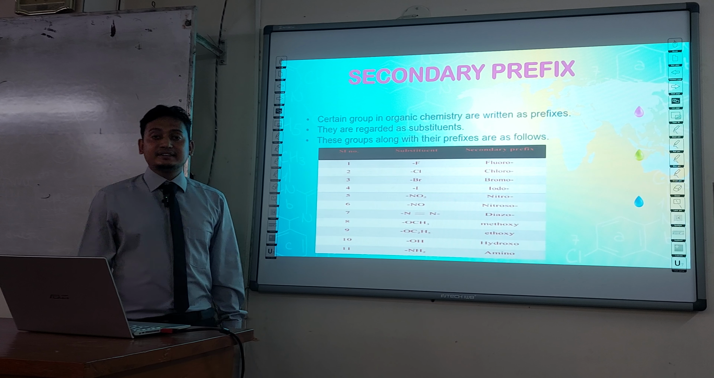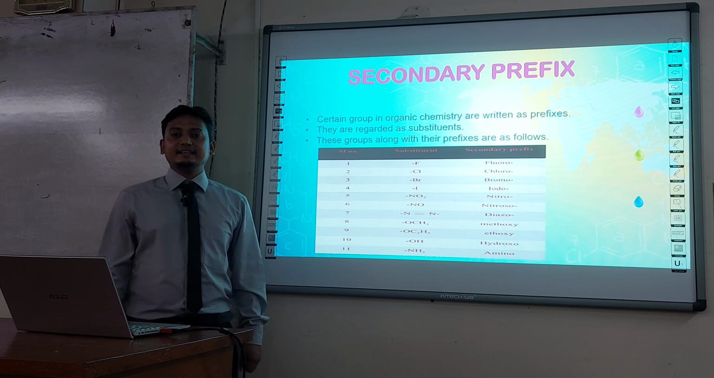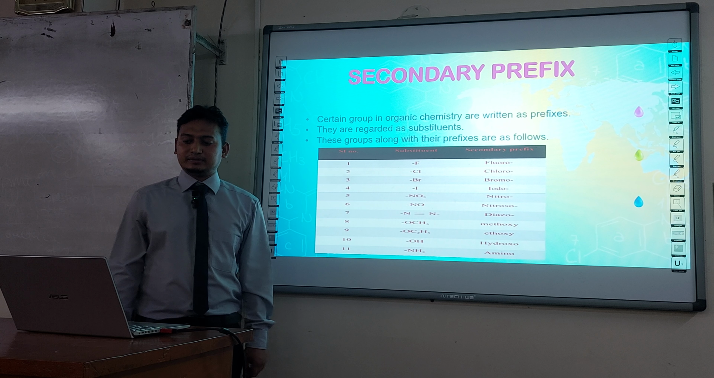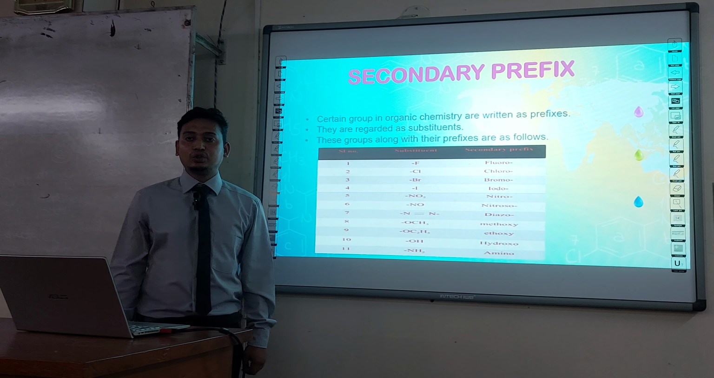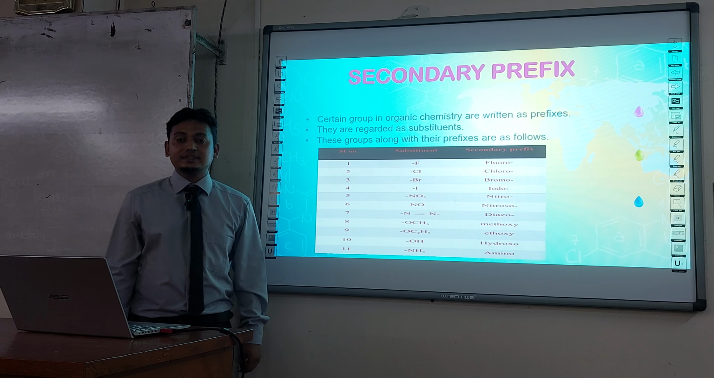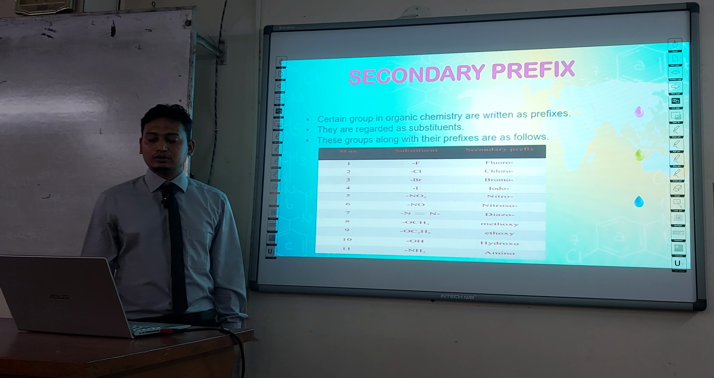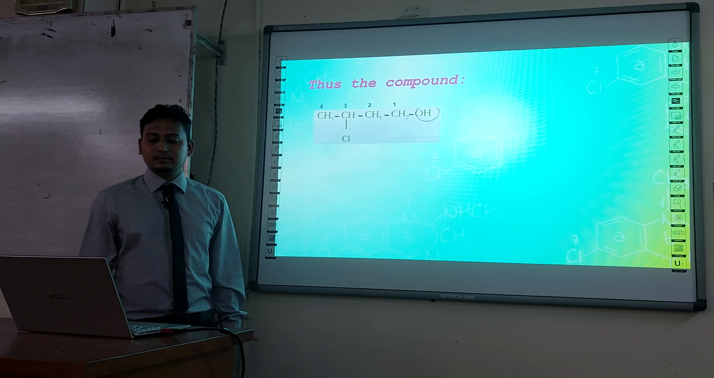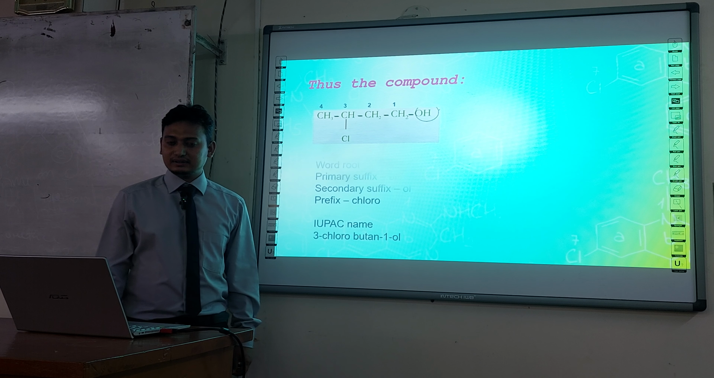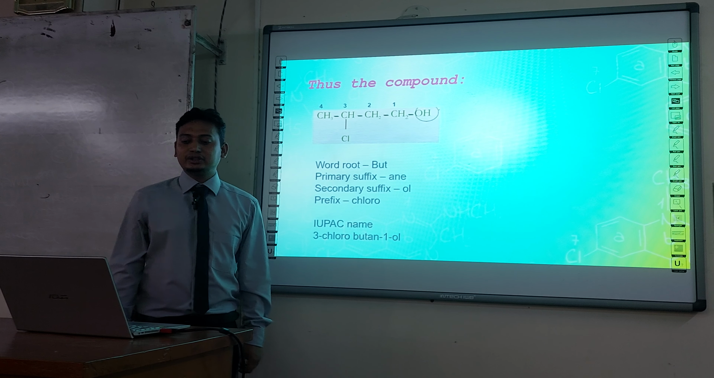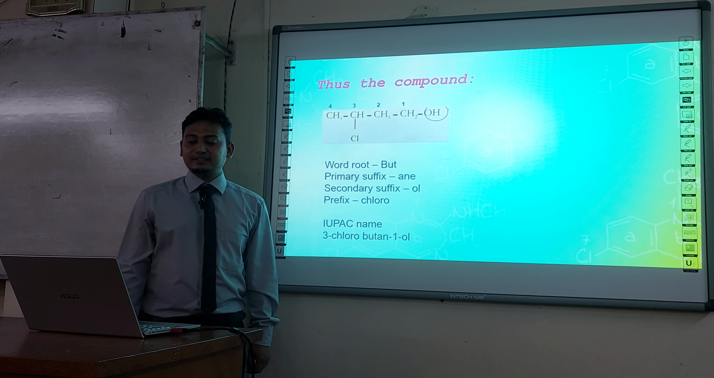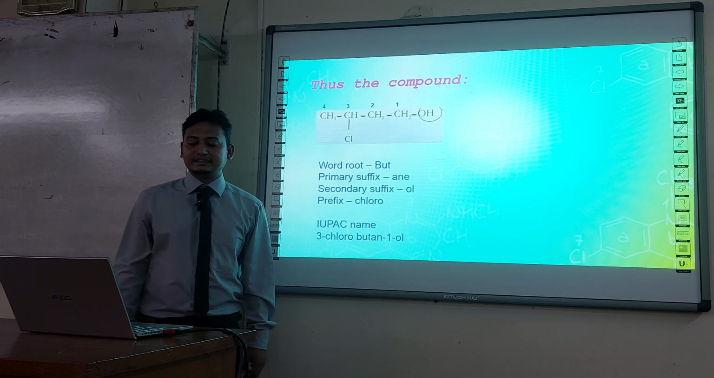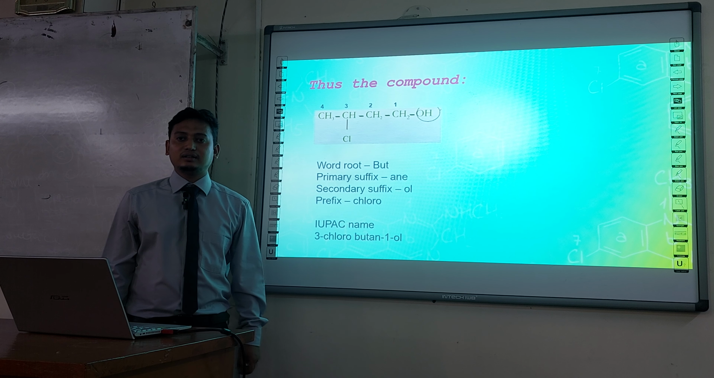Now we will discuss secondary prefix. They are regarded as substituents. For example, fluorine's secondary prefix is fluoro, chlorine's secondary prefix is chloro, and bromine's secondary prefix is bromo. Now we can see an example. Here the word root is but, primary suffix is ane, secondary suffix is ol, and secondary prefix is chloro. That's why its name is 3-chloro-butan-1-ol.